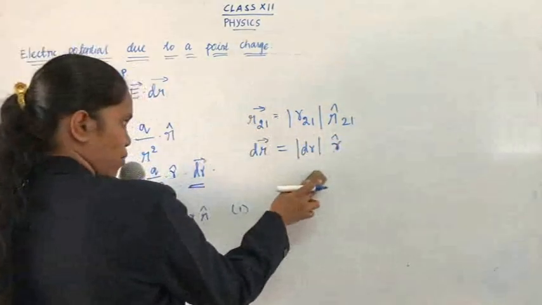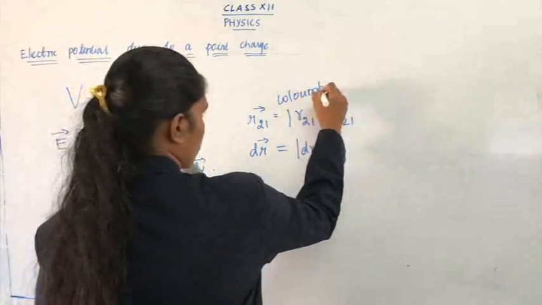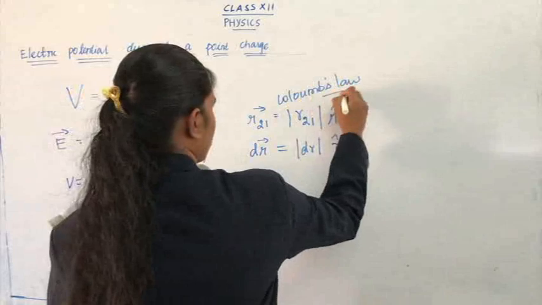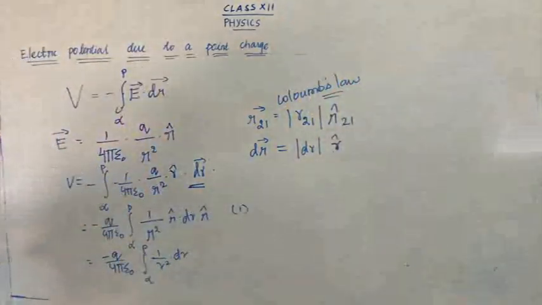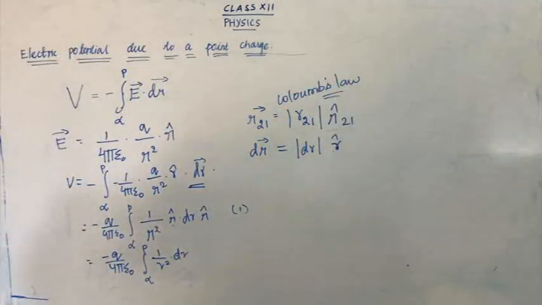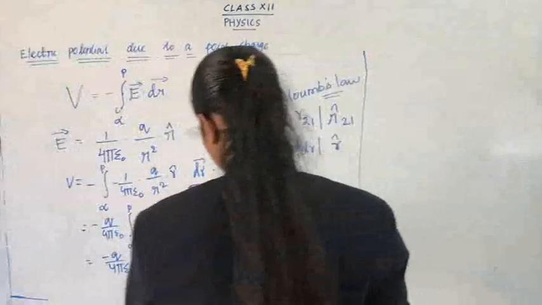Have you written this? Write it. This is Coulomb's law. It will come in short answers, 2 marks. Write it, Coulomb's law. Have you written it? Okay, I will write it here then.